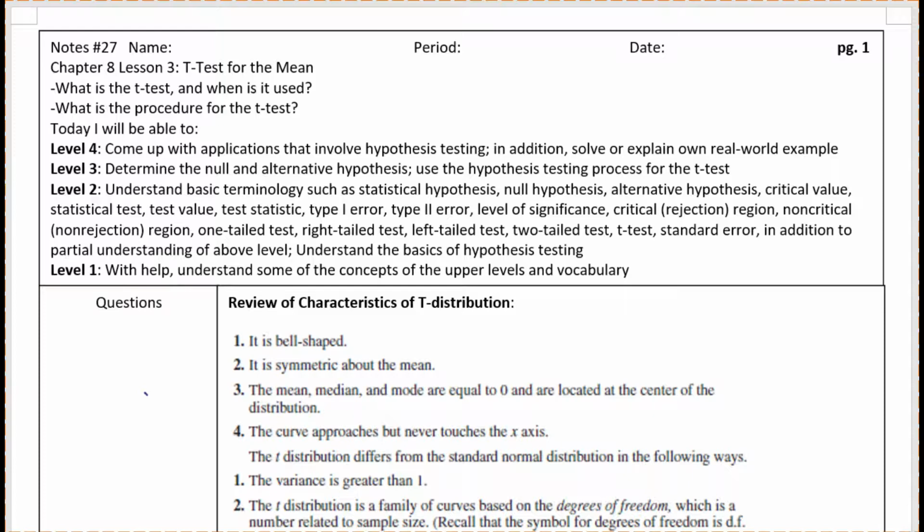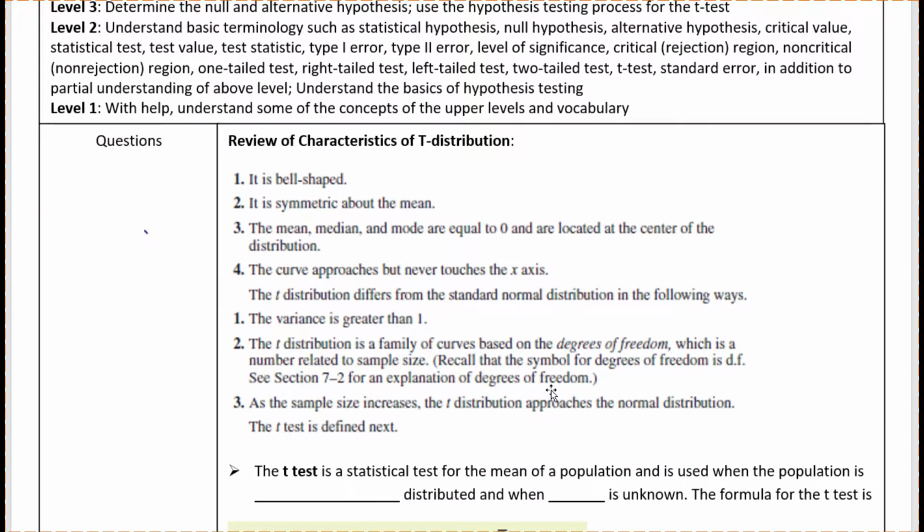So what we want to do in this lesson is look at the t-test and talk about when we use the t-test. Recall that last time we talked about the z-test, which was used when the sample size was large, greater than 30. So this time we're looking at the t-test, which is used when the sample size is less than 30. So let's get started.